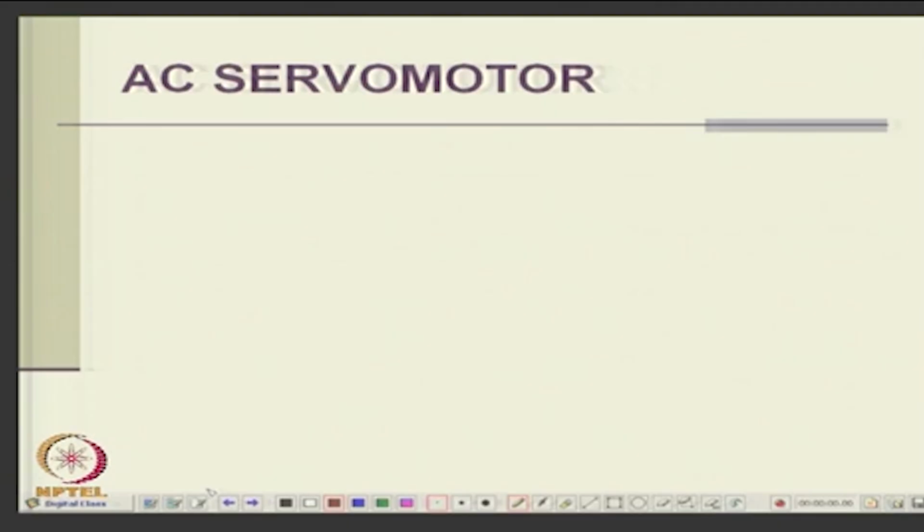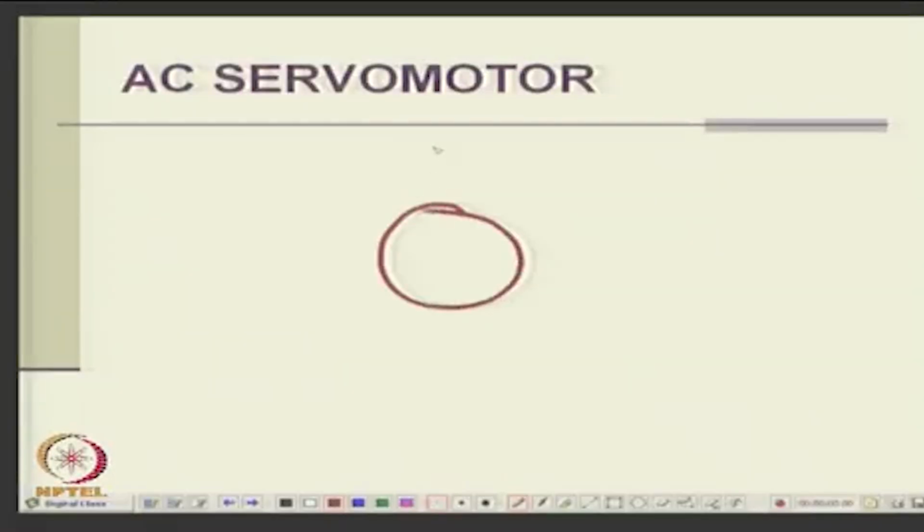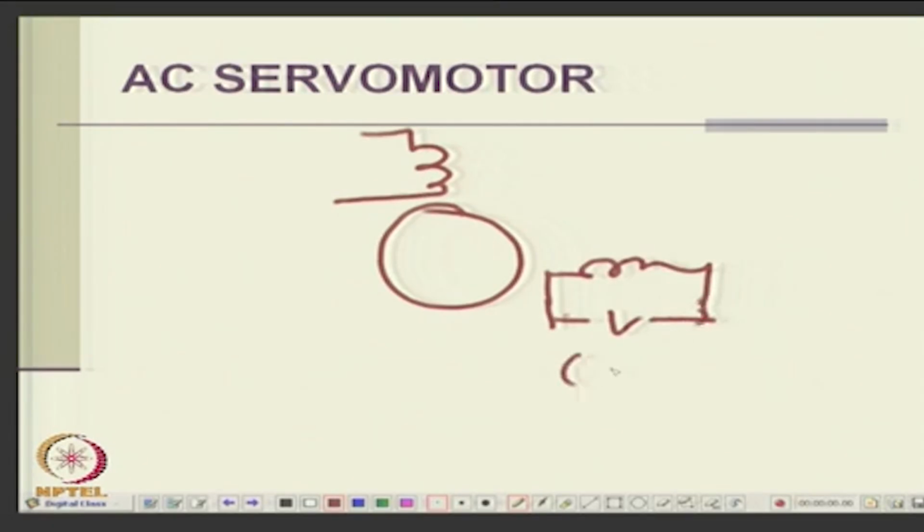There is another one which has been in use, called the AC servo motor. AC servo motor will have a fixed voltage here, and a variable voltage here.